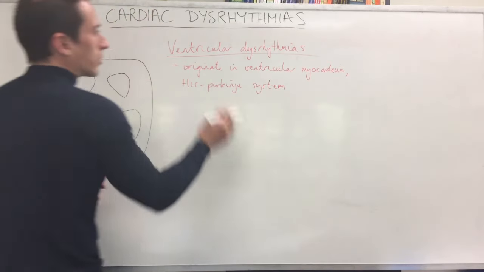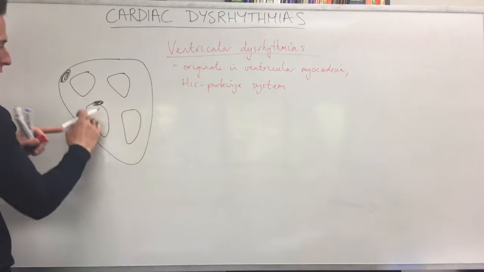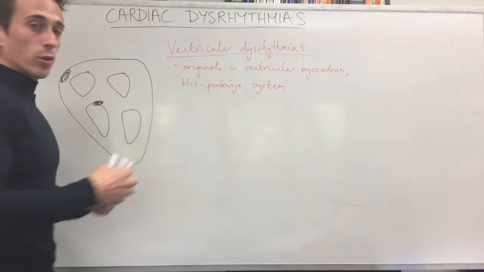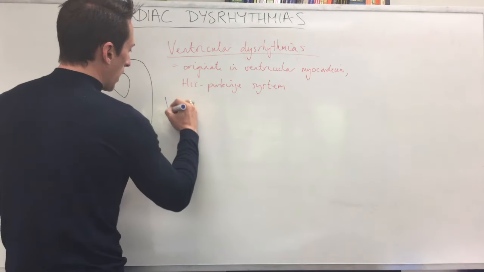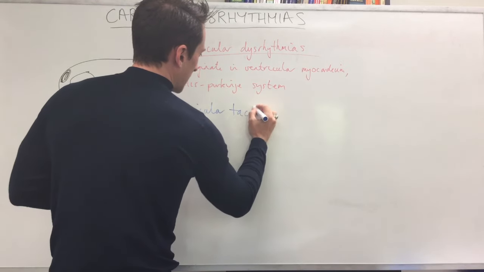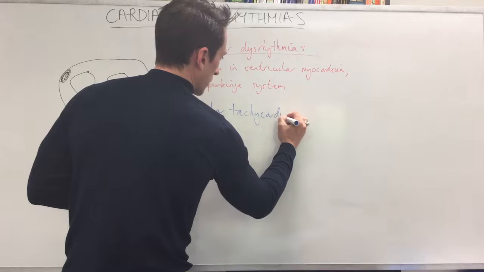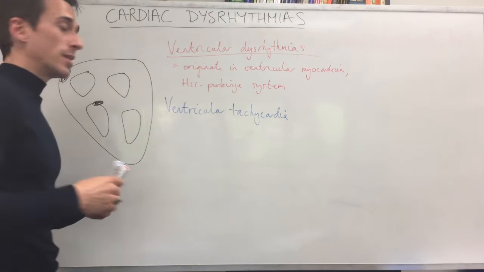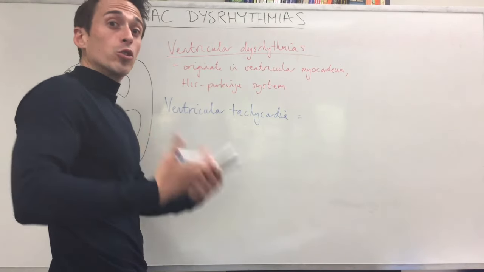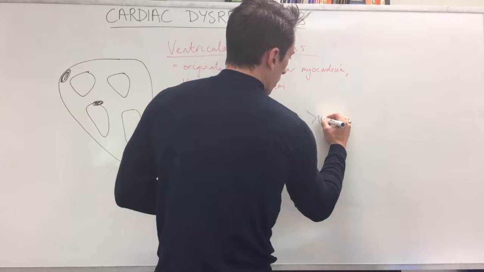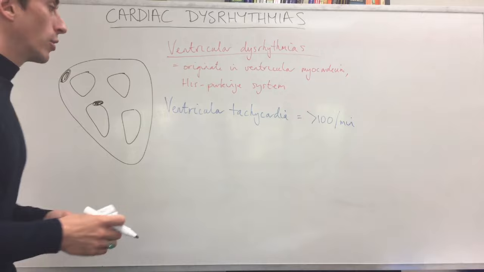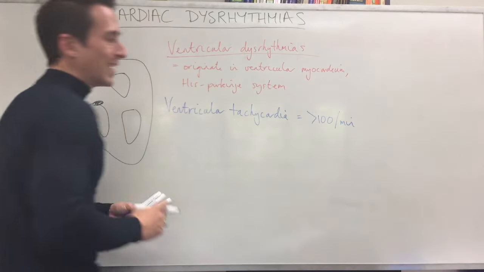Ventricular dysrhythmias are those that originate in the ventricular myocardium, so the muscle of the ventricles, the His or the Purkinje system. Two major types I want to look at. You have ventricular tachycardia. And what ventricular tachycardia is, again, it's a heart rate or ventricular contraction that's happening greater than 100 times per minute. Ventricular tachycardia.